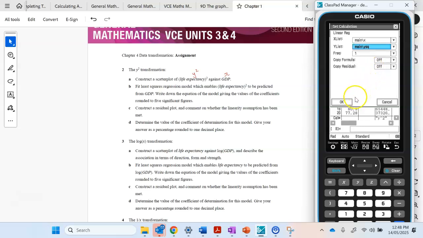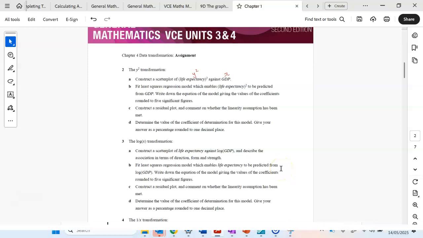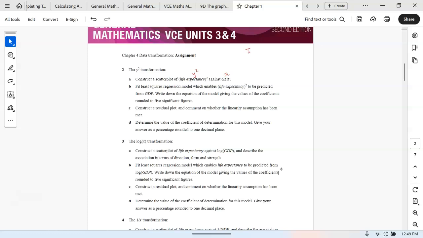Where are we? There we go. We don't need to do anything else here. We just go OK. So we can get our regression equation from here. So you should be writing this down as you go along. All right, so you've got your type of transformation, which is y squared. All right, your equation.